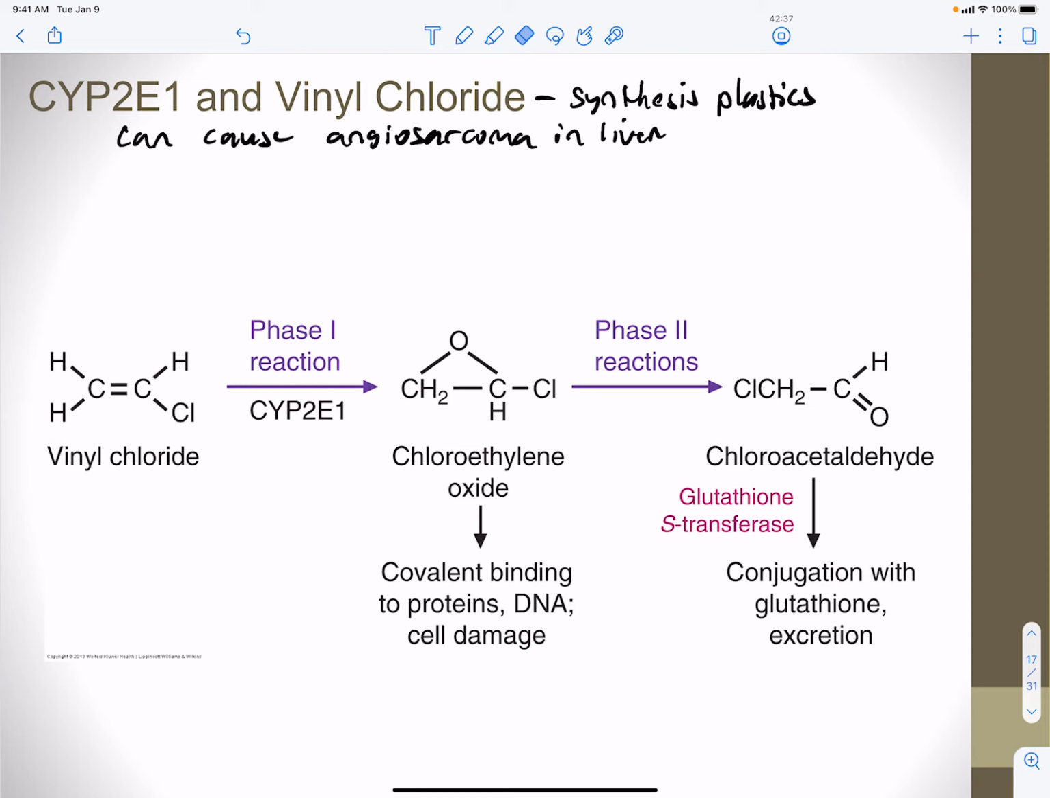So again, you have vinyl chloride here, and you get your phase 1. It's going to be that CYP2E1 again, and you're going to get a chloroethylene oxide. This is going to be able to react with guanine in DNA or other molecules, so you can get binding to DNA and cell damage. It can also be converted to a chloroacetic aldehyde, and this can be conjugated with glutathione and excreted.